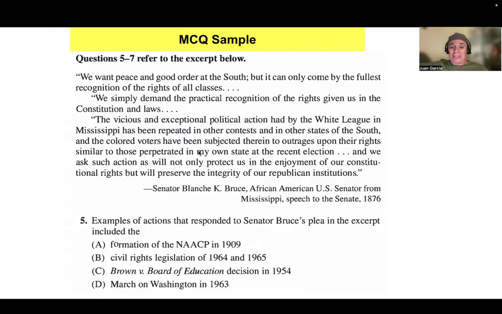I'll let you guys answer this question on your own, and then on the messages, just give me your response, okay? And I'll let you know if it's correct or not correct, okay? So this is the MCQ.